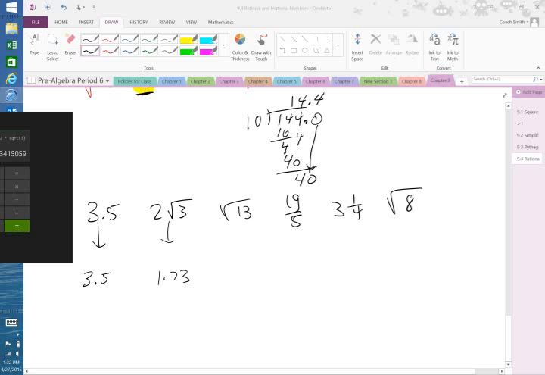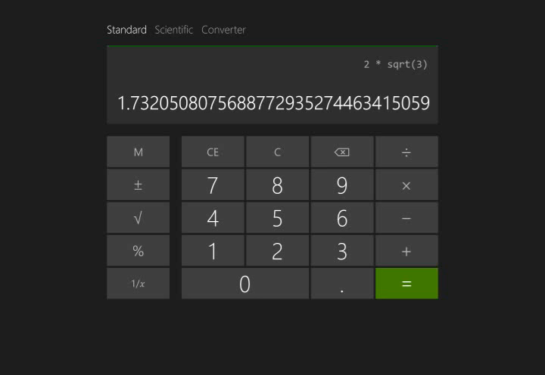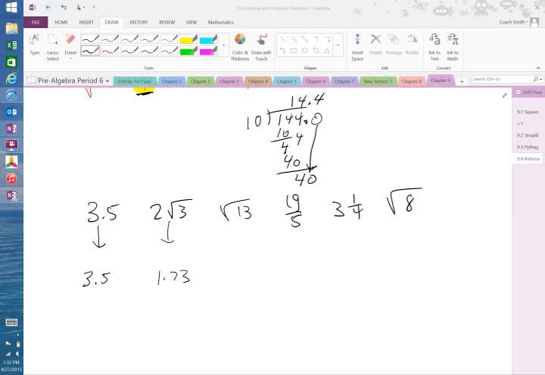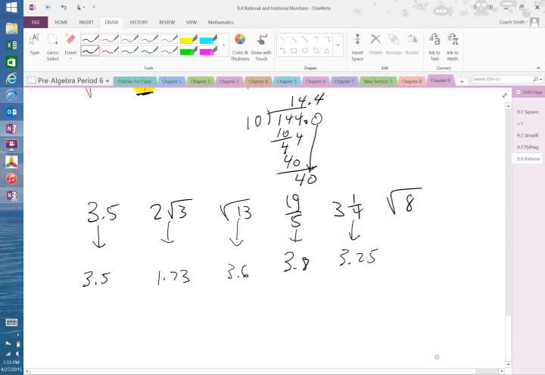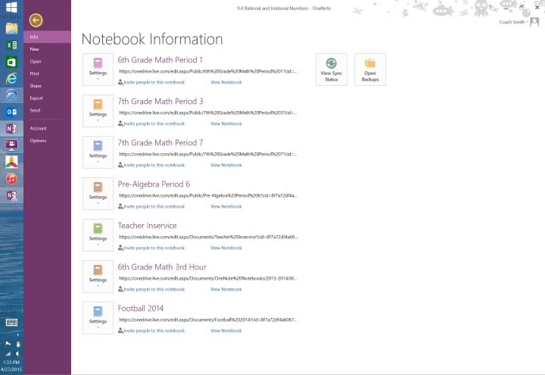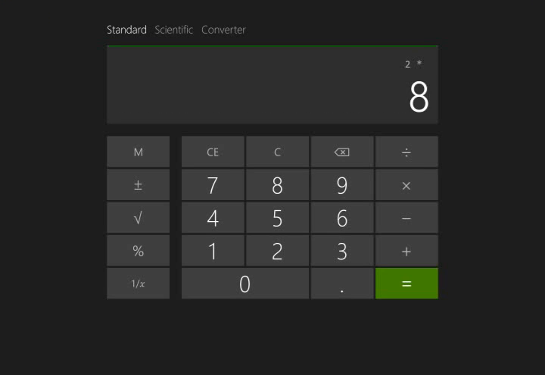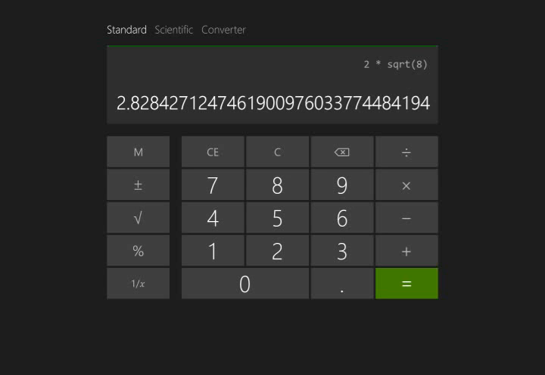Like I said, you can use your calculators here. 3.6. 19 over 5 would be 3 and 4/5, so that's 3.8. That's 3.25. Square root of 8. Anybody know the square root of 8? 2.82.